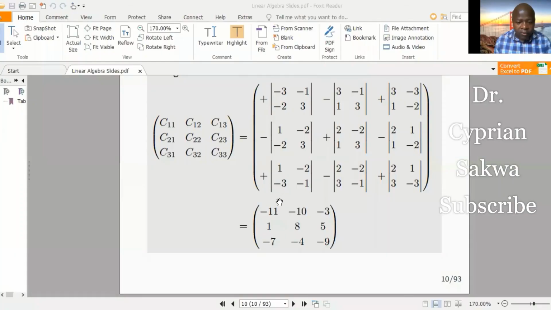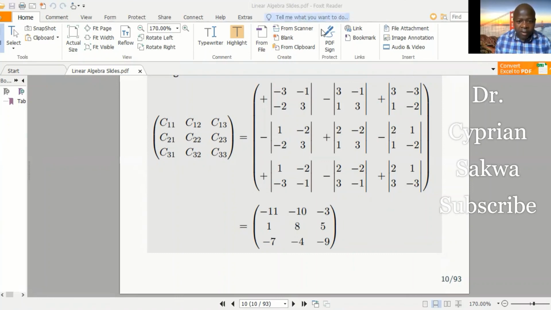So we do that for all the other elements, and then you find the determinants, and this is the matrix you end up with. This is the cofactor matrix.